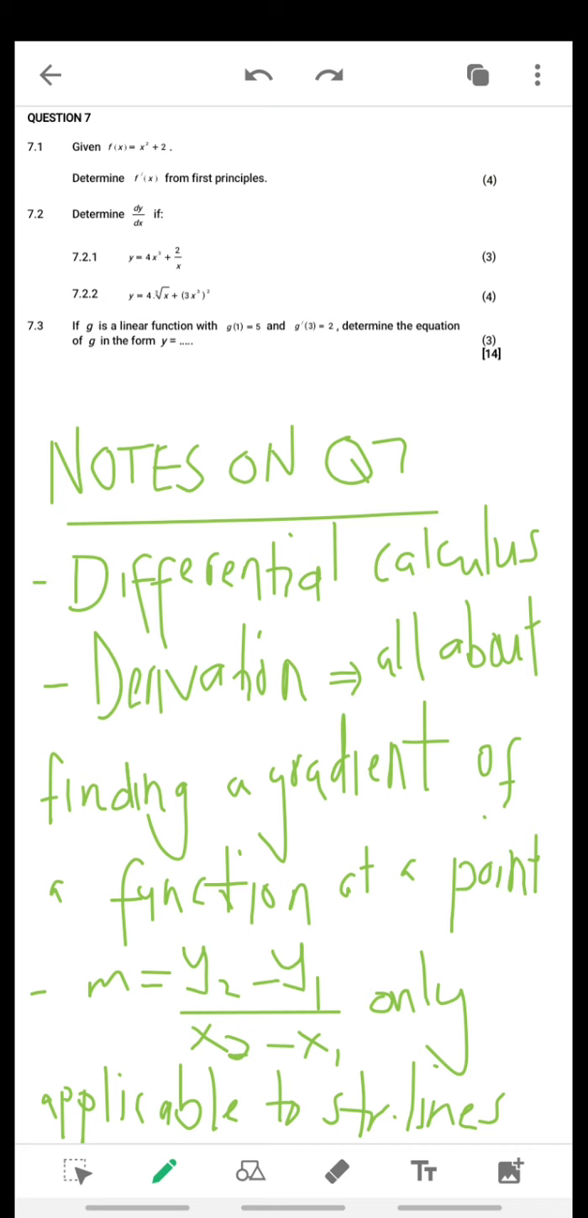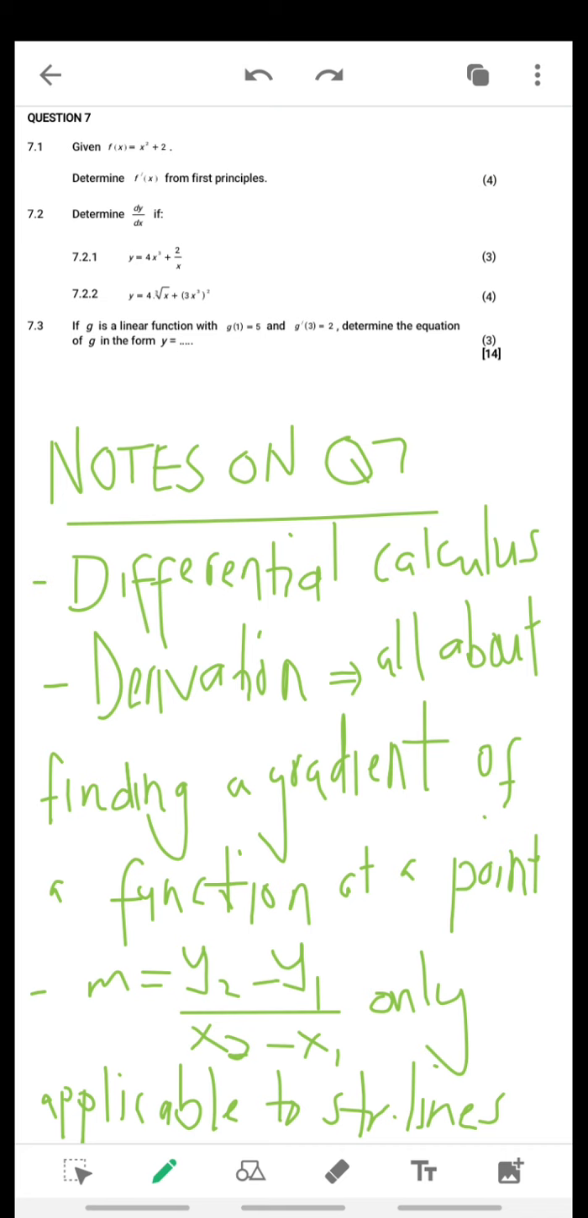For a straight line function, the gradient that we would usually be able to find is the average gradient, which is given by this formula here: m equals y2 minus y1 over x2 minus x1. This would give us the gradient of any straight line, if we are using two points that are collinear.